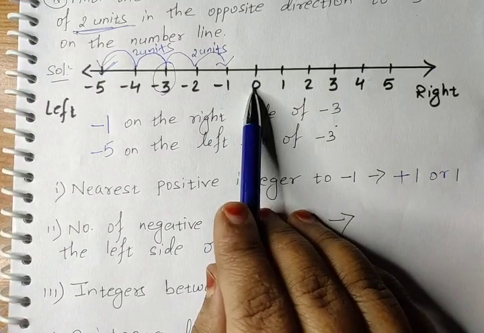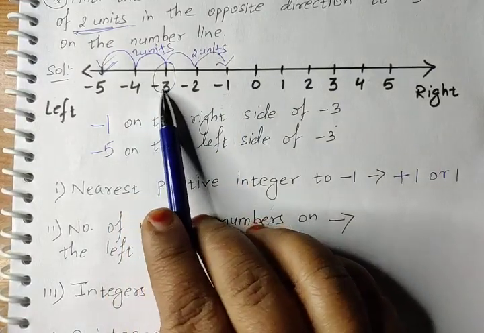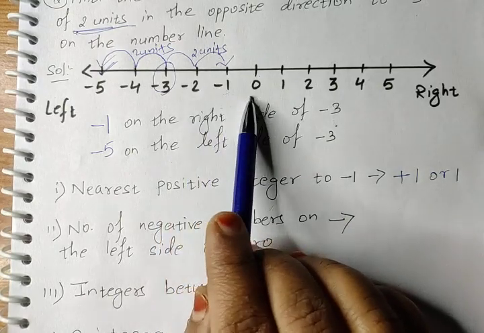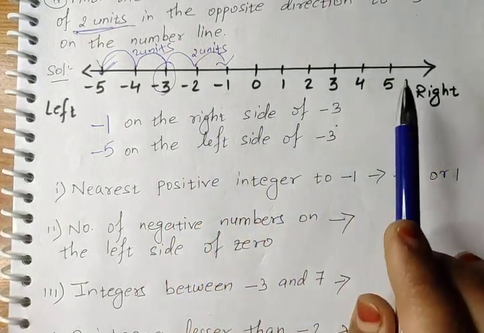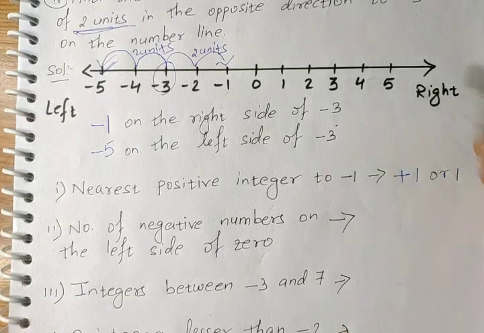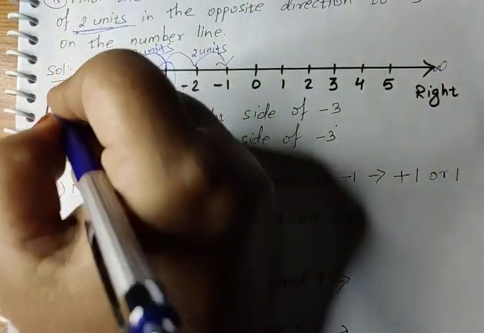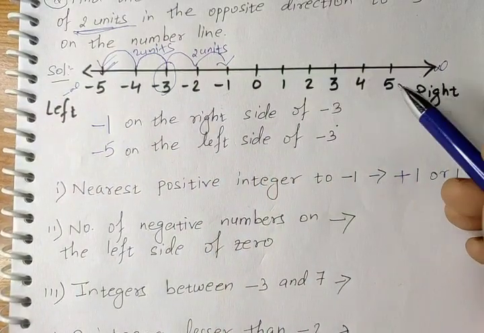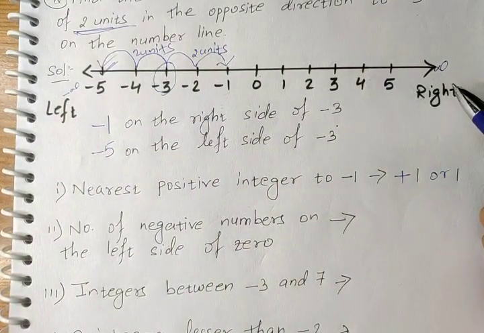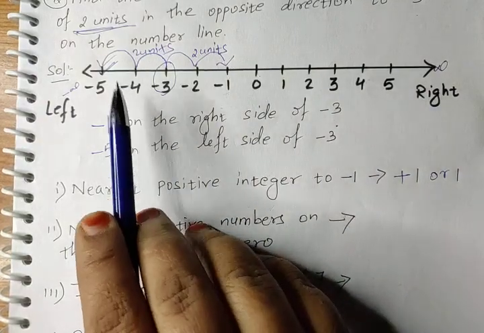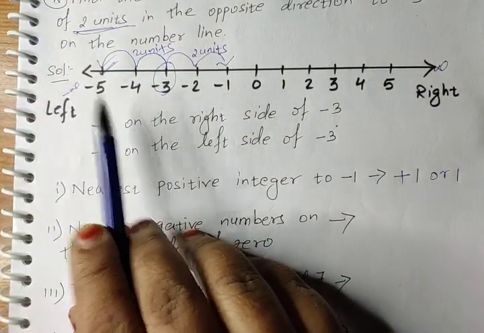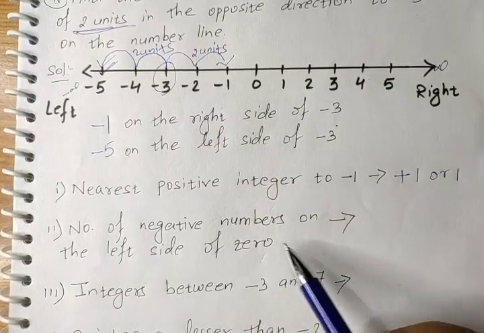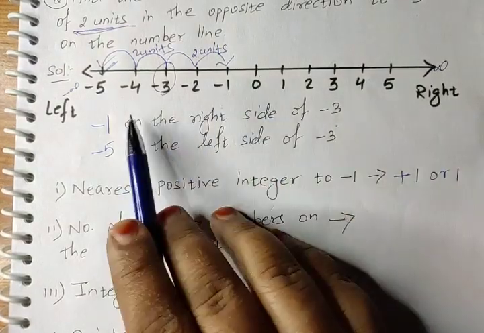Okay. Next, number of negative numbers on the left side of 0. This is 0. Left side of 0. How many negative numbers are there? See, actually there are infinite, positive infinity, negative infinity. There are infinite positive integers on right side and there are infinite negative integers on left side. But here in this question, how many negative numbers are there on left side of 0?